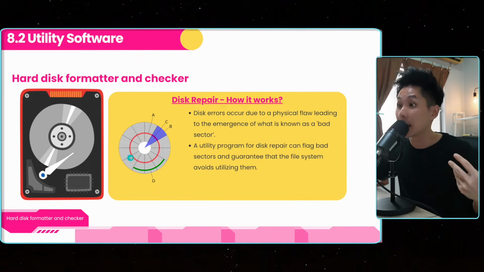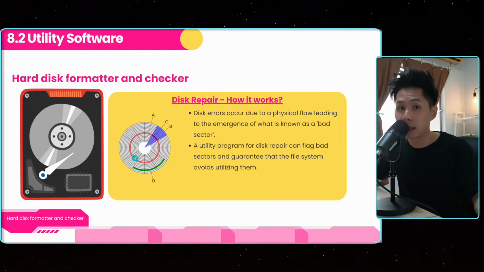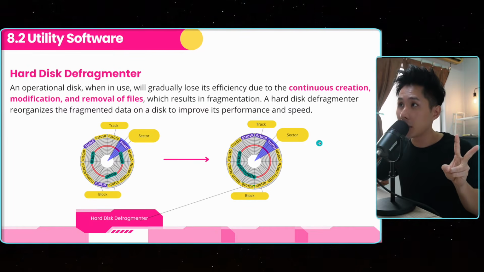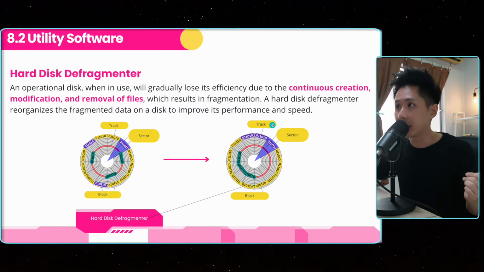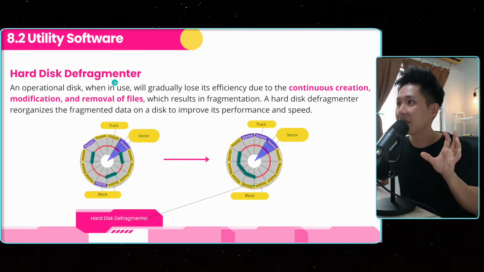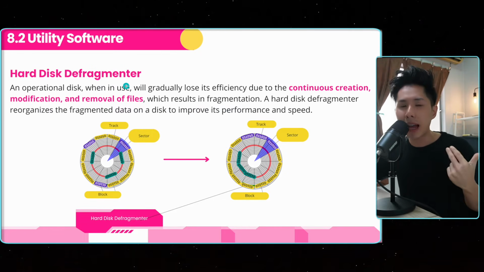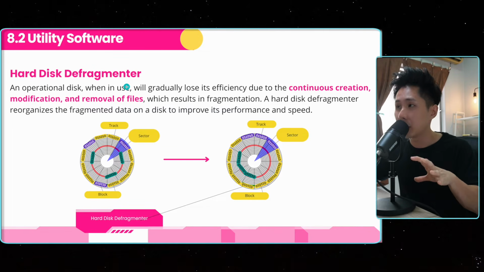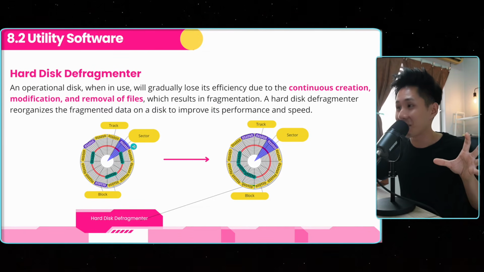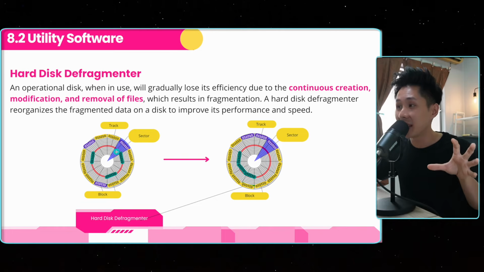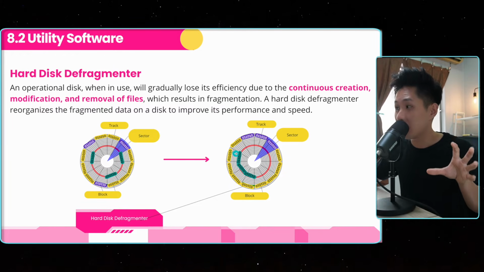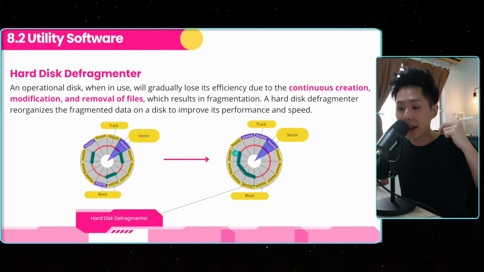Otherwise, your data could get corrupted if it's stored in a wrong sector. The second type of utility software related to hard disk is the defragmenter, which I believe I've mentioned in the previous video. What it does is organize the hard disk into proper form so that your hard disk can process data quicker.